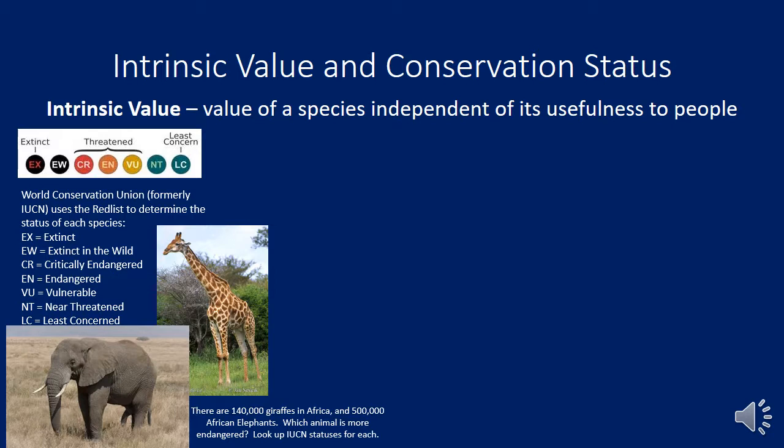So if we look at giraffes and elephants, there's about 150,000 giraffes in Africa, and there's over 500,000 African elephants. And so which animal is more endangered? I'd like for you to look up their IUCN status for each. If you just go to Google and type in IUCN Red List, it'll pull it up, and you can do a species search. You can do giraffe, you can do African elephant, and look. So there's a lot fewer giraffes, a lot more elephants. I'm going to give you a second to do that.